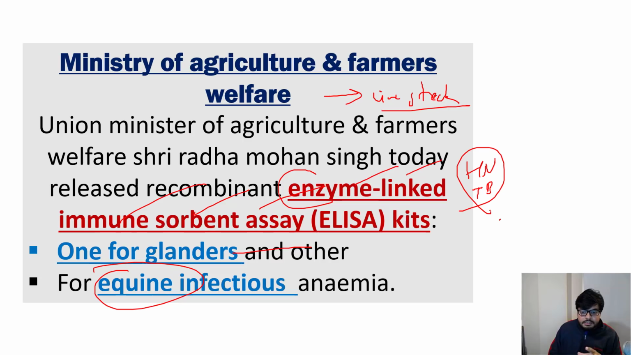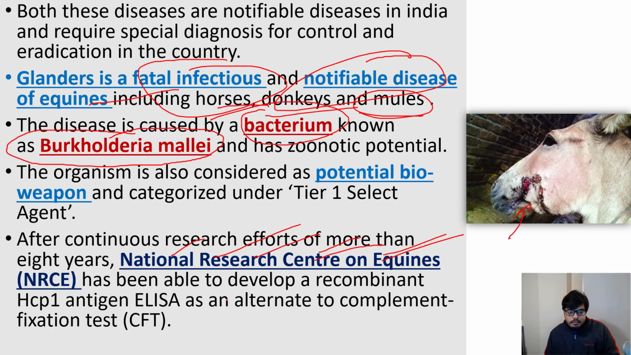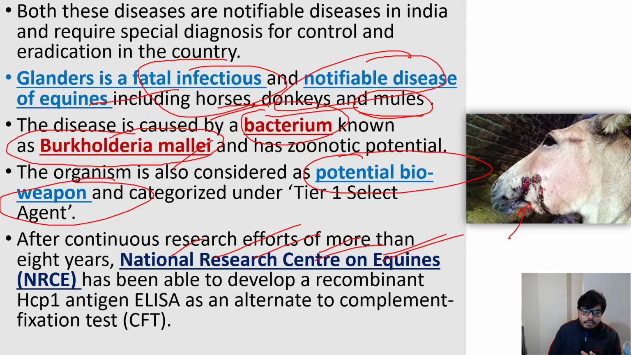So ELISA based kits are introduced for glanders and equine infectious anemia, because these diseases are not very smoothly detected in livestock, and people don't want to spend much money on their livestock. And you see, this bacterium is a very dangerous bacterium. It's a potential bioweapon. It can eliminate a big number of humans, and it has zoonotic potential, meaning it can spread to humans also.